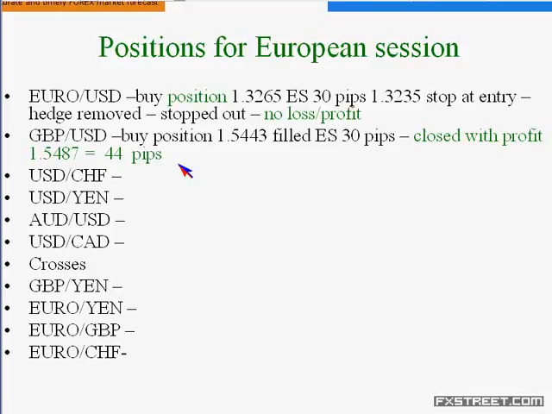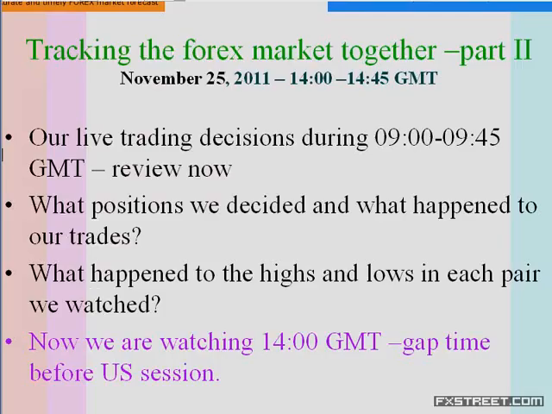So these are the only trades I envisaged at that time, because I was spending more time explaining how exactly hedging can be used effectively when the hedging facility is available in the trading platform. In the US trading platform, the hedging facility is not available. So let me explain the trading decisions for this particular session.